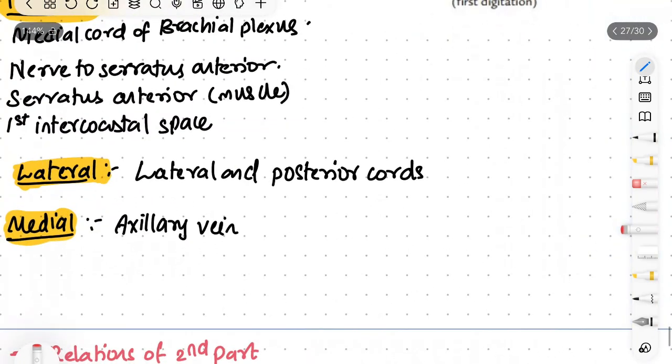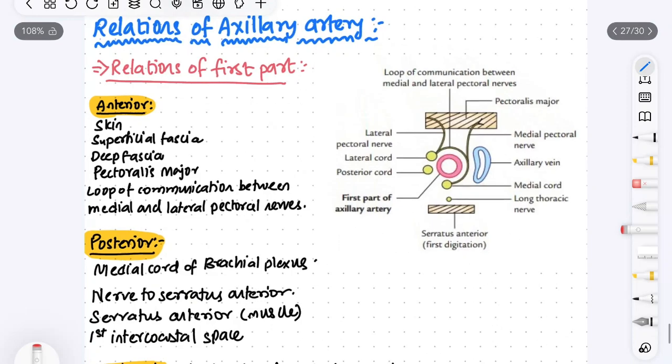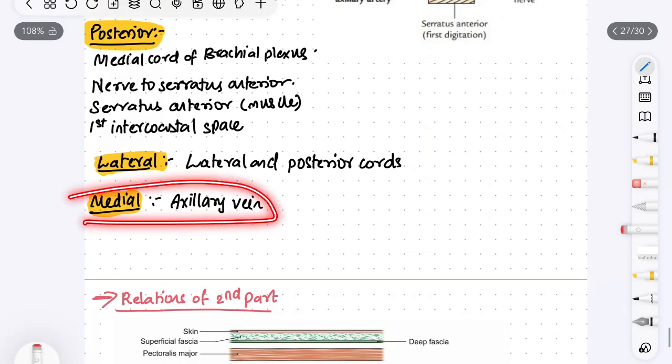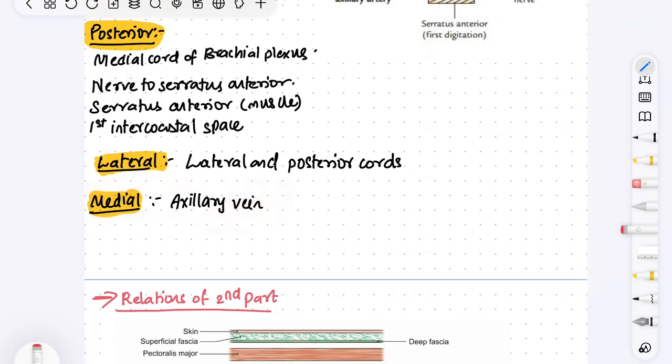Now what are the lateral relations? Laterally, we have the lateral and posterior cord. So the lateral cord as well as the posterior cord. Now what is the medial relation? The medial relation is also the same for every part, that is the axillary vein. The anterior relation is the same for all the parts, that is skin, superficial fascia, deep fascia, and the medial relation is also the same for every part, that is the axillary vein.